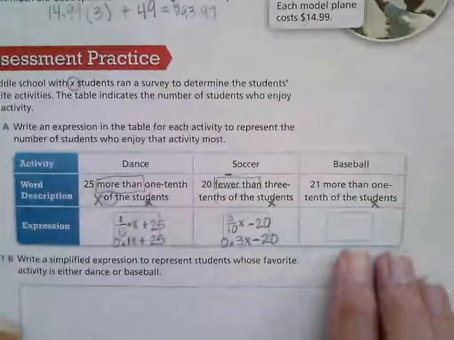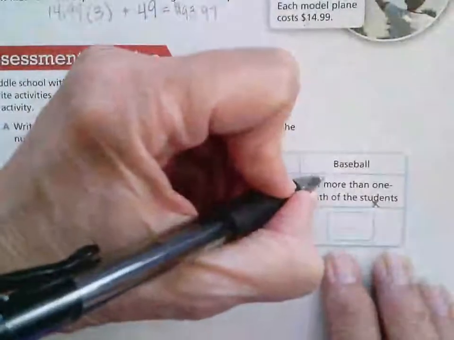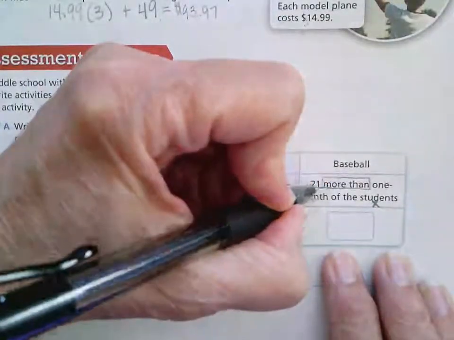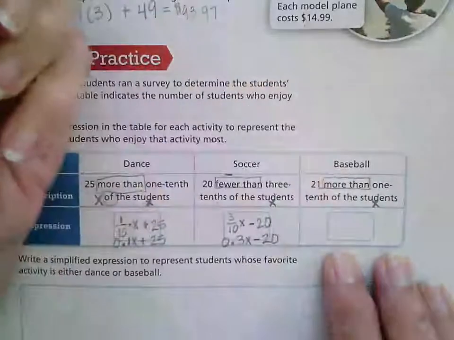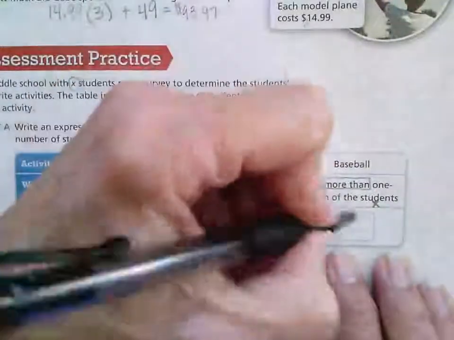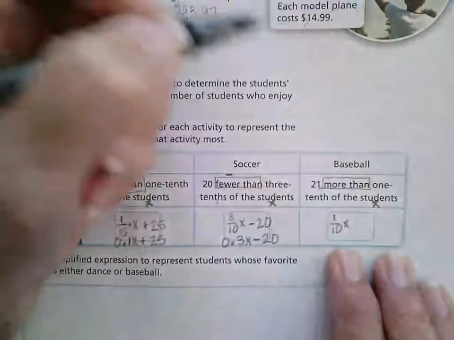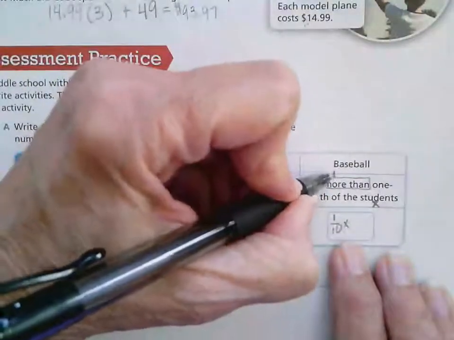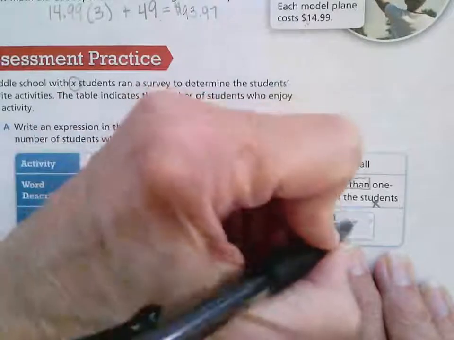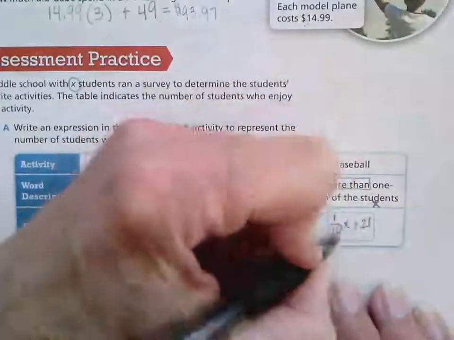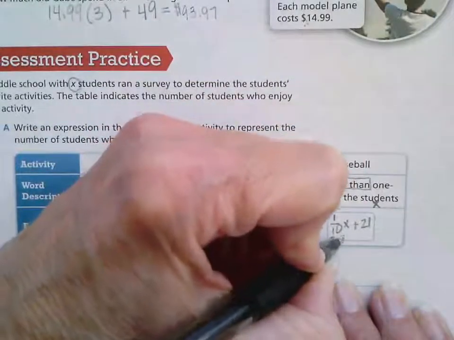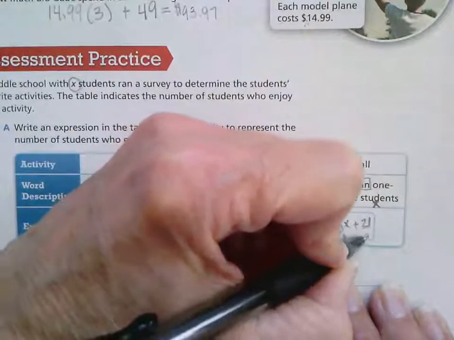And baseball, 21 more than 1/10 of the students. So 1/10 of the students, again, 1/10 X, more than means add, and I'm going to be adding 21. So 0.1 X plus 21.